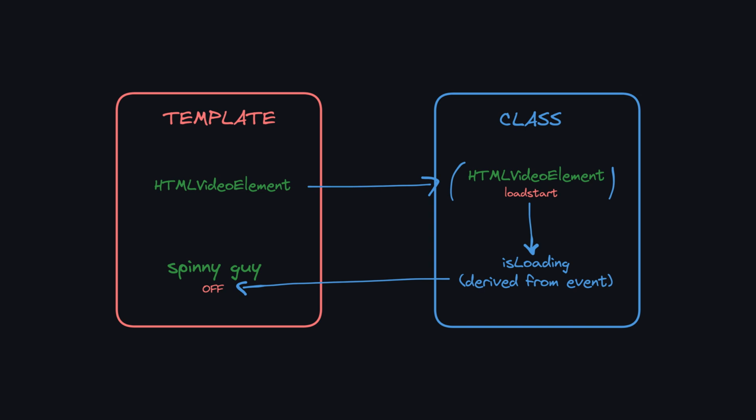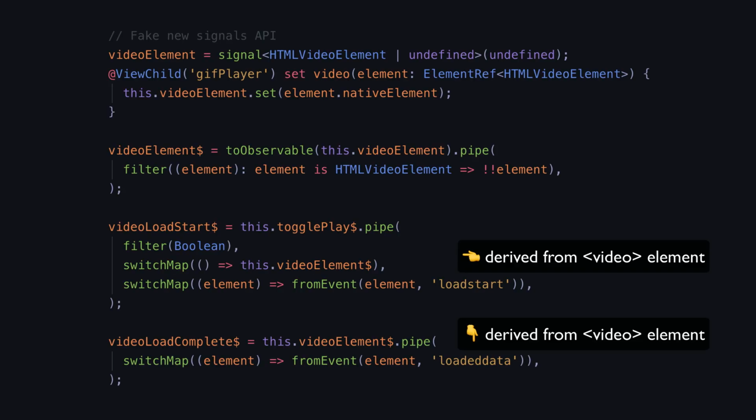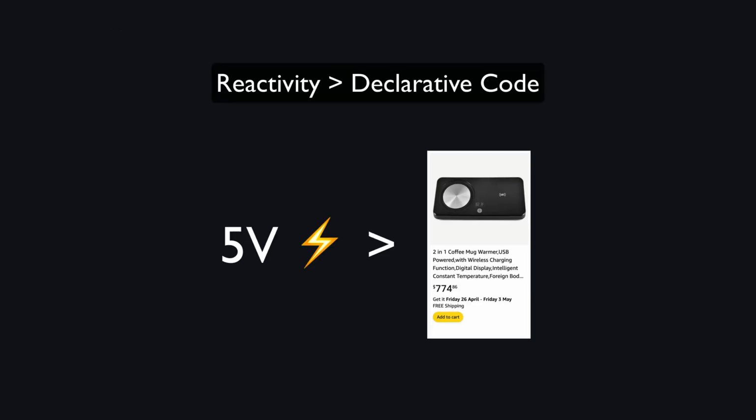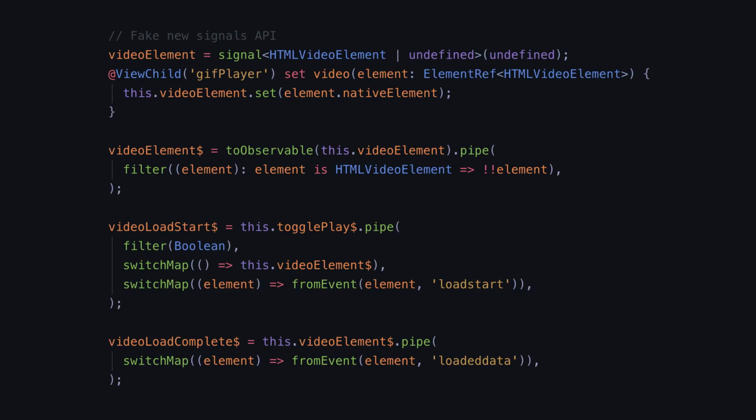So that's the justification for this ugly code, but it really is ugly in this case. And a lot of that is to do with the awkwardness of trying to use the decorator-based viewChild queries reactively. And reactivity is to declarative code as 5-volt USB power is to consistently hot coffee. You need reactivity in order to create declarative code. The old decorator-based viewChild is not reactive.